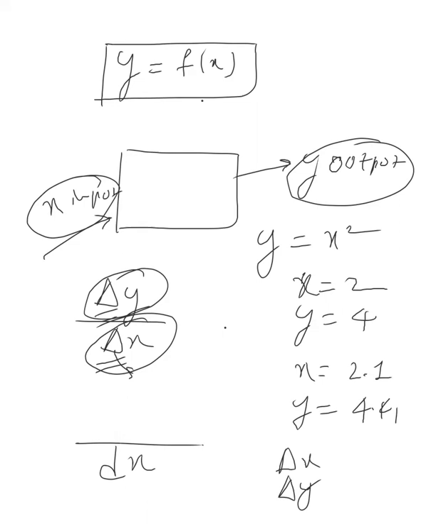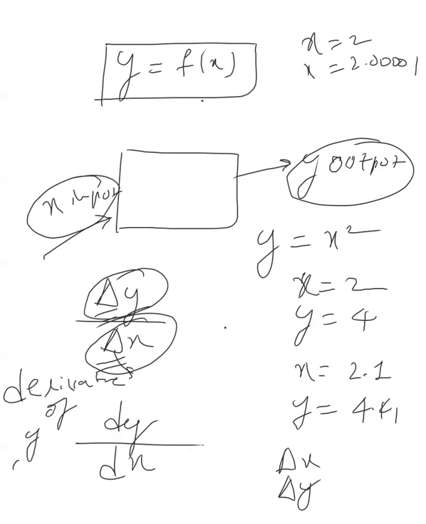If there is a very small change in x, like if x is 2, now we are making x as 2.00001, then what will be the change in y? This is called dy by dx. This is called the derivative of y with respect to x.